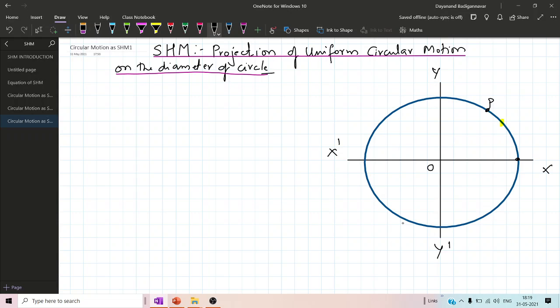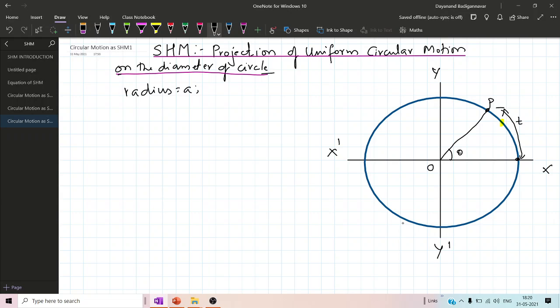Now, once it is moving in a uniform circular motion, the circle has a radius equal to A. This is the radius of the circle. So when the mass was at X, it has moved a certain distance in time t. That means it has described a certain angle theta. This is the angle theta in time t.